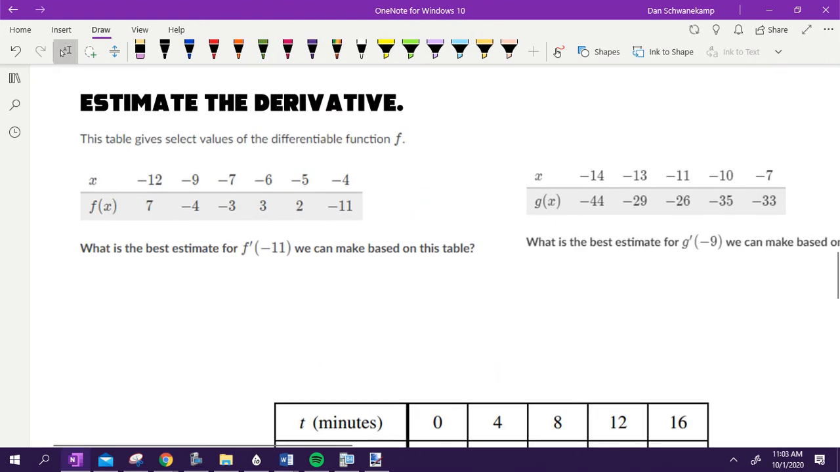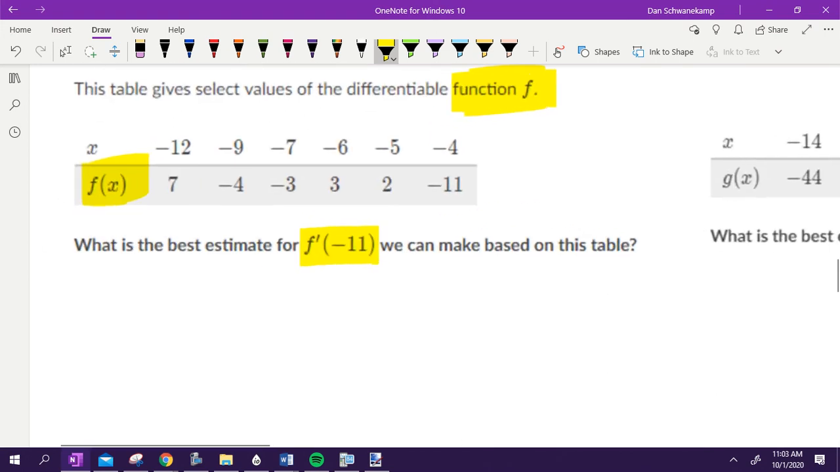All right, so this is one I never taught before, but then we get to it and kids miss it. And I don't want you to miss it. This is easy, so don't make it harder than that. We've already done one of these earlier in the year. Estimate the derivative. This table right here is a table of f. What is our best estimate for f prime at negative 11 that we can make based on this table?